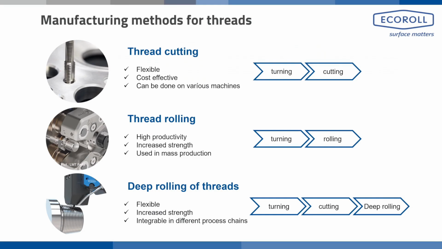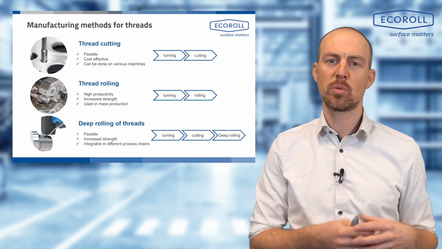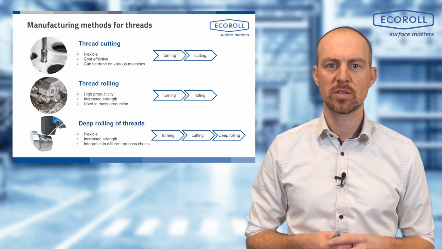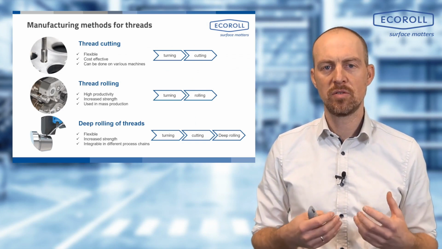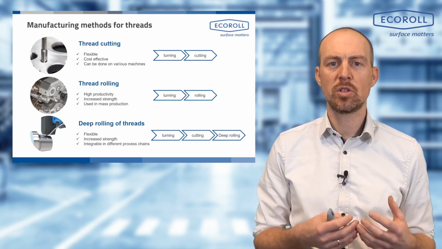This means we have threads of different sizes. We can produce very large and very small threads. We can produce special threads or standard threads. We can produce trapezoidal or API threads. All of this is very efficiently possible and can be used on any machine.